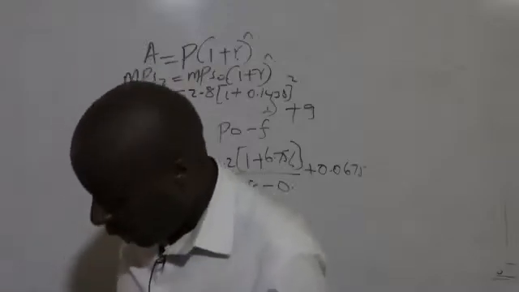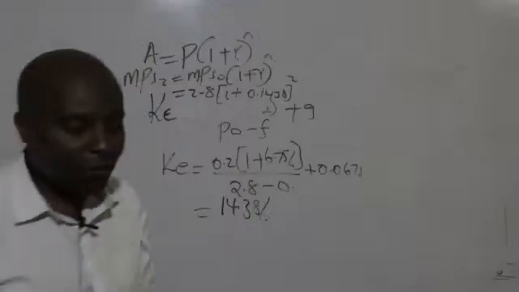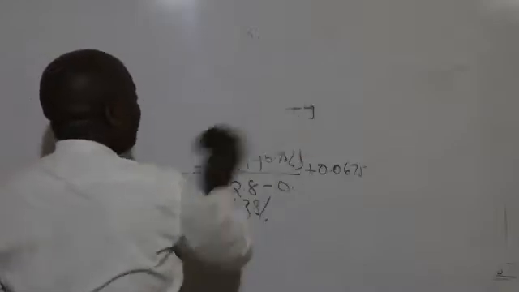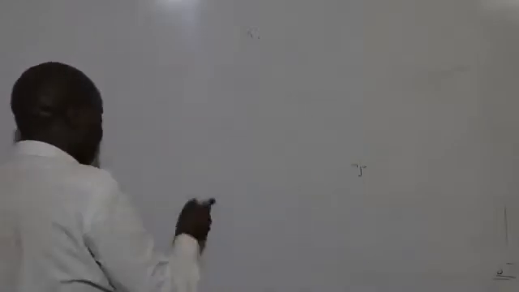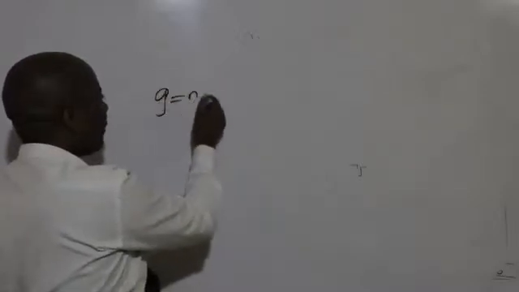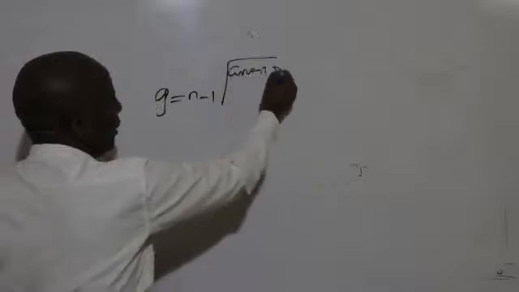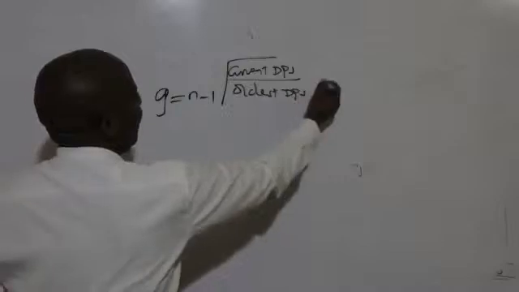Gordon has done quite a lot of work in finance. So here he came and spoke about the growth rate. So the first thing that I'll do is to give my examiner the growth rate, which will be the n-1 root of current DPS over the oldest DPS, minus 1.